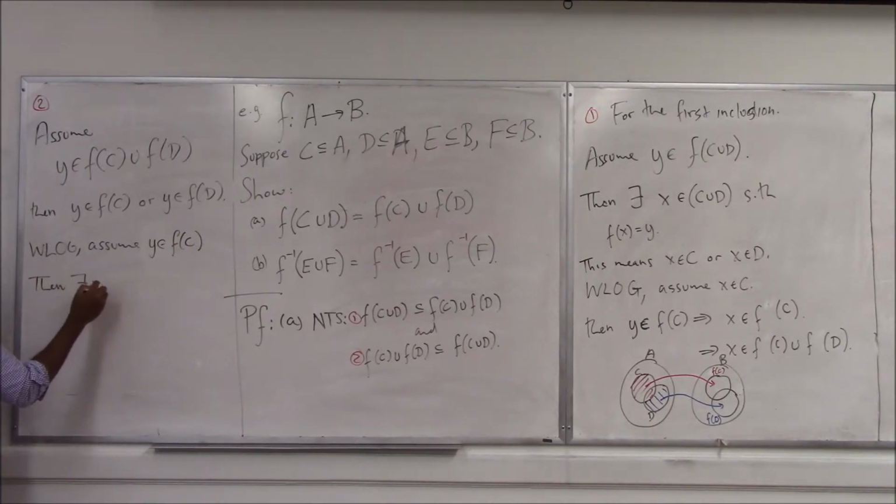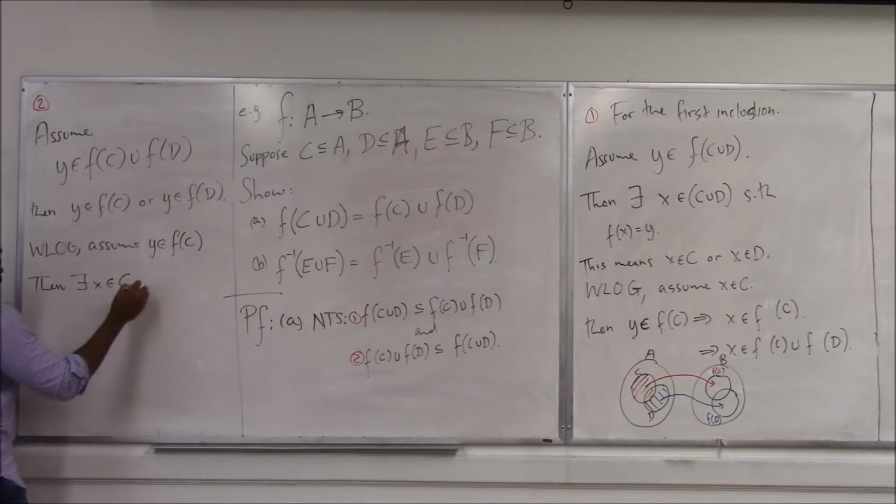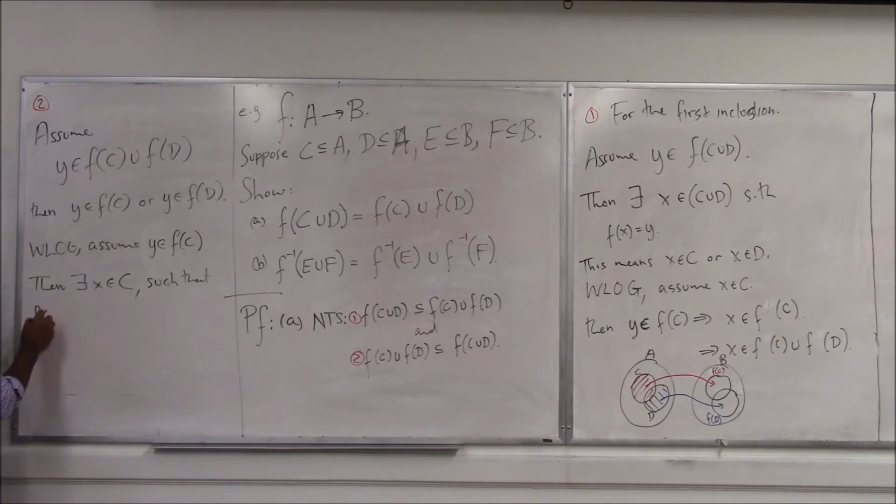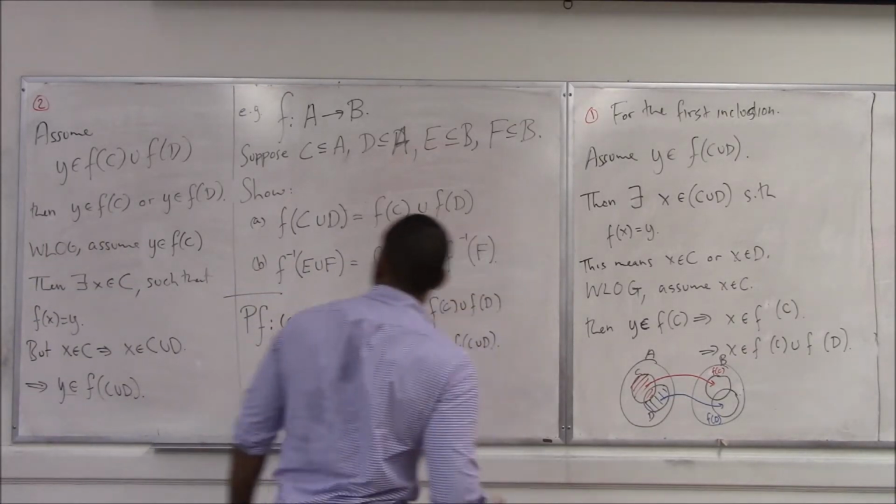Then this means there exists an X in C such that f of X equals what? But X in C implies that X must be in C union with anything. Which means that Y must be an element of the union. That proves part A. Let's look at part B.